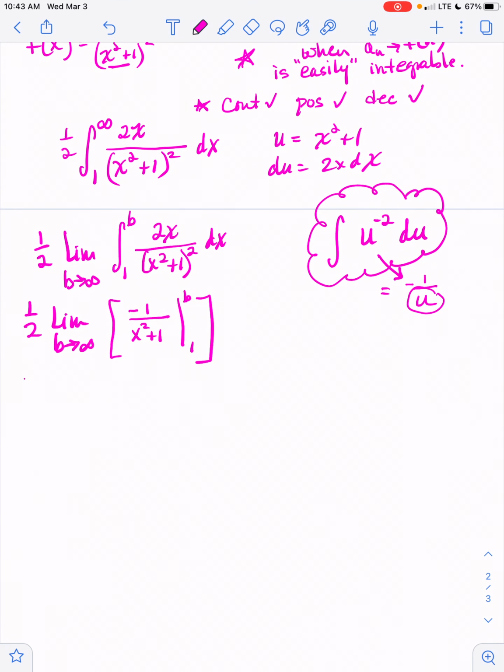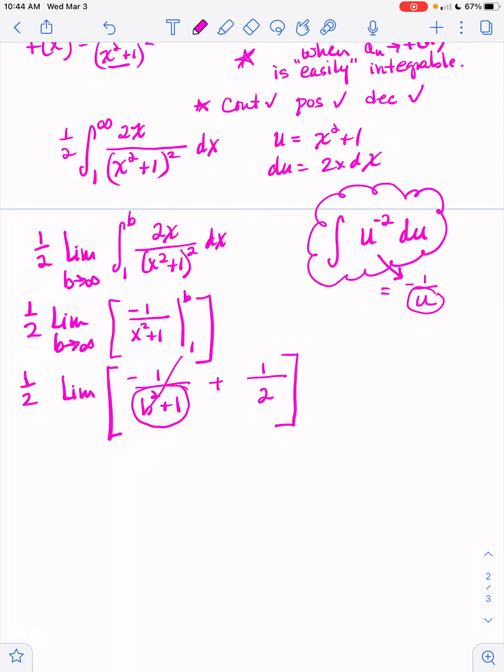All right, so let's do the substitution. So I have negative 1 over b squared plus 1 minus, when I plug in 1, which changes to a plus, 1 over 1 squared plus 1 is 2. Okay, when I take the limit, this is getting larger, larger, larger. This collapses to 0. 1/2 times 1/2 is 1/4. Okay, so I get a value.